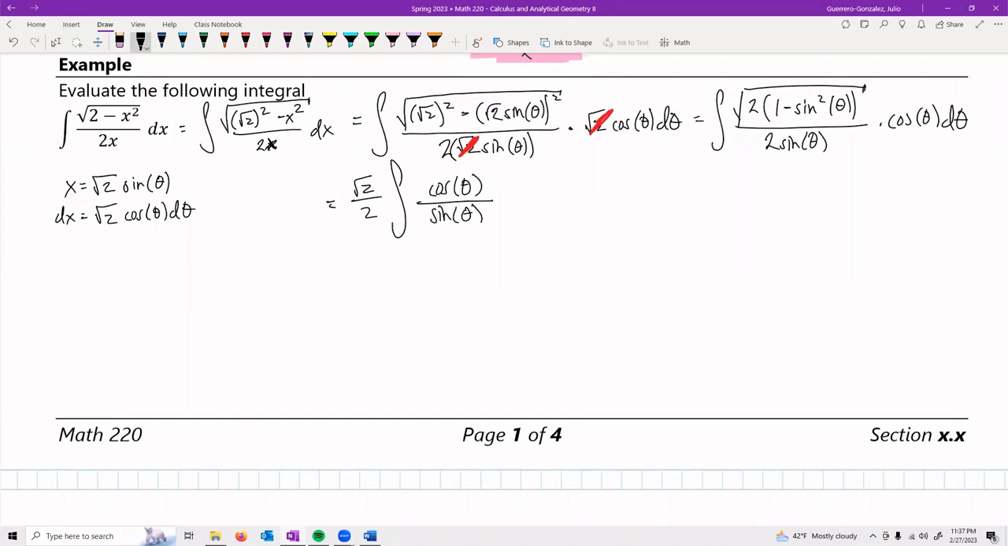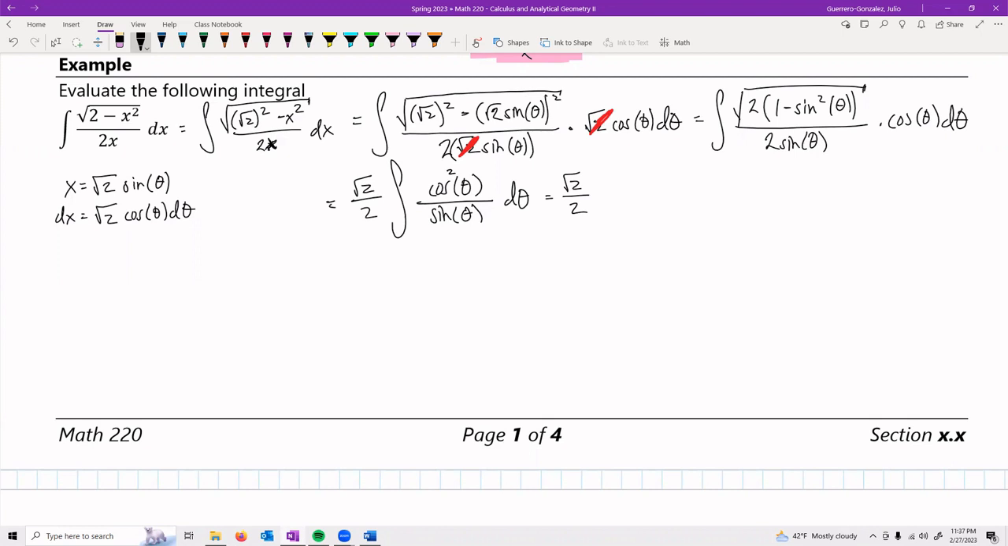Times cosine of theta, so that this becomes cosine squared d theta. Hopefully you guys see all that trig that just happened. Now here is where we're going to use all the stuff that we did from before. So, the square root of 2 over 2. I'm going to use my trig integrals to do something with this, and hopefully reduce it down to something a little nicer.